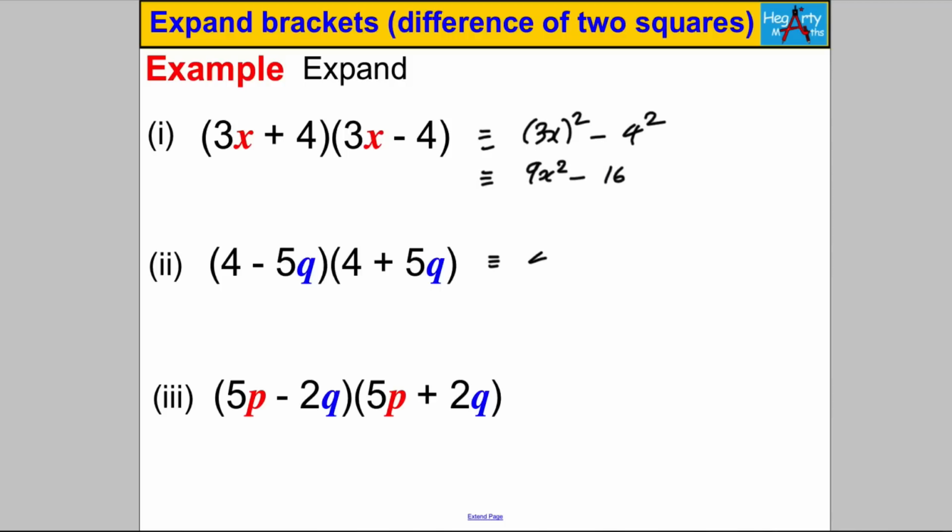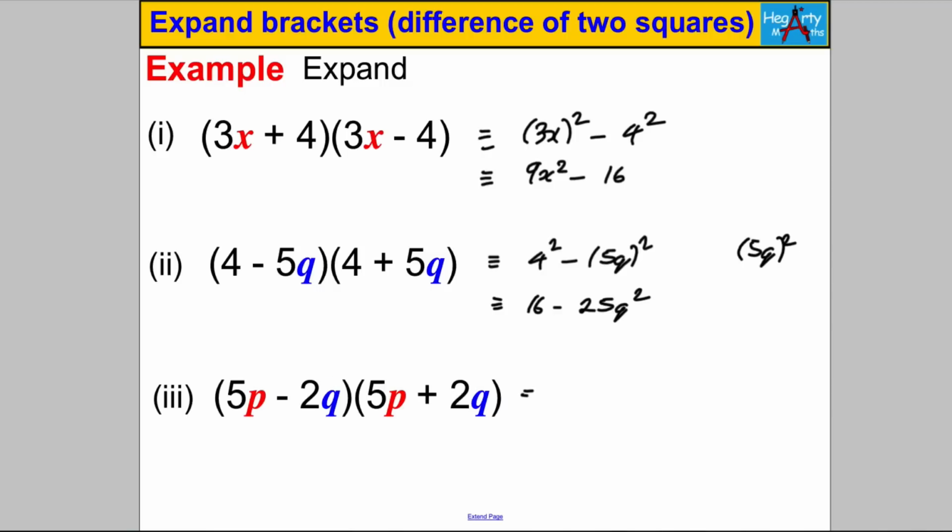Here we're going to have 4 squared subtract 5q all squared. Now 4 squared is 16, 5q multiplied by 5q is 25q squared. Be careful not to just write 5q squared here. 5q all squared means 5q times 5q is 25q squared.